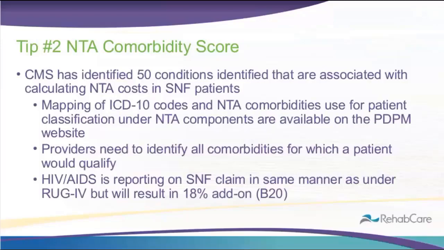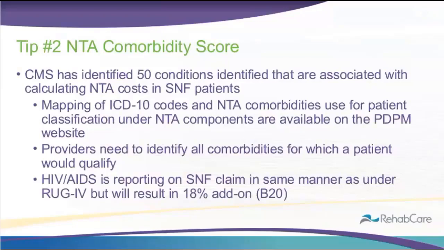So tip number 2 for the NTA comorbidity score: CMS has identified 50 conditions that are associated with calculating the NTA cost in SNF patients. There is a mapping of those ICD-10s and the comorbidities used for patient classification, and they're available on the PDPM website. Providers need to identify all comorbidities for which a patient would qualify.